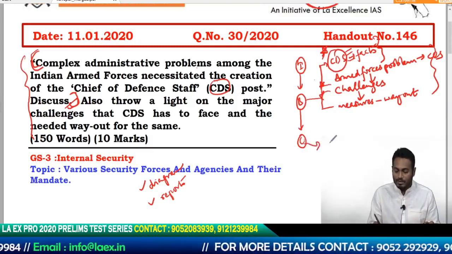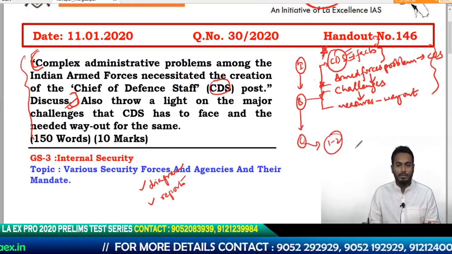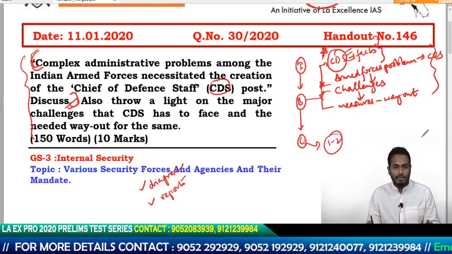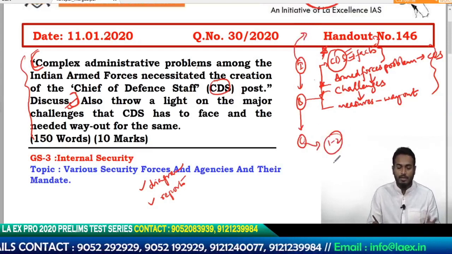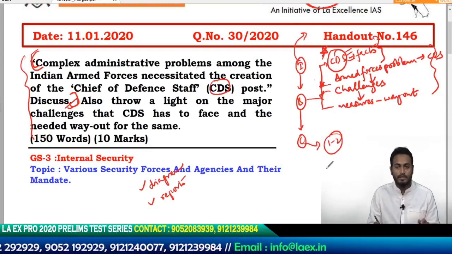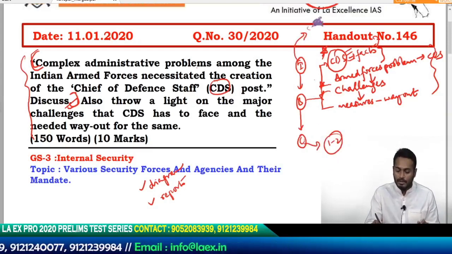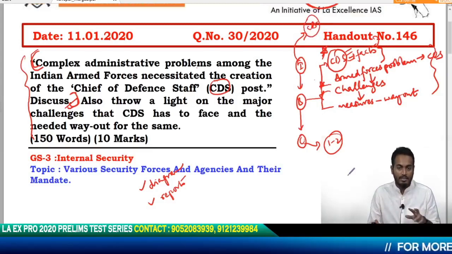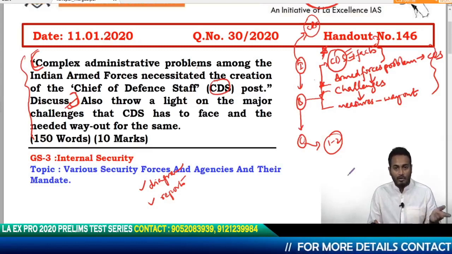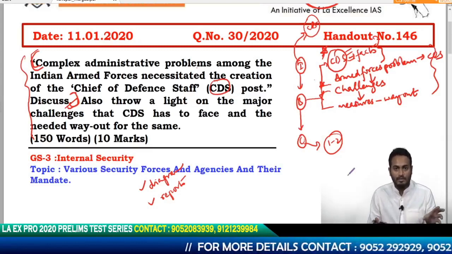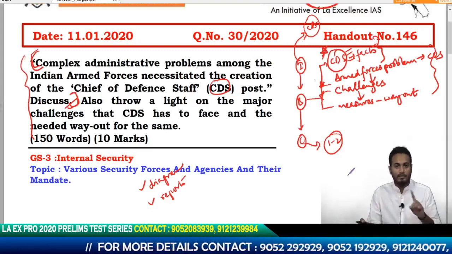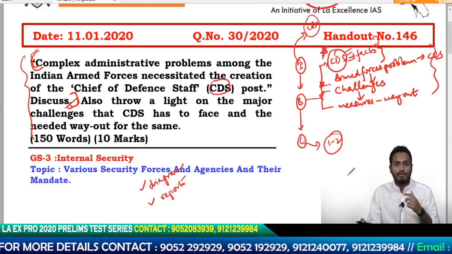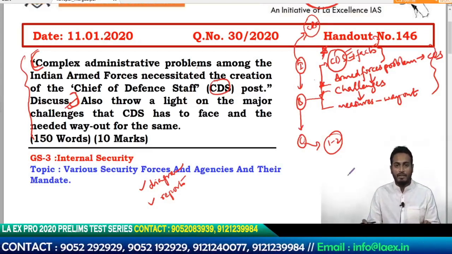So the conclusion is a 1 or 2 line conclusion, which is going to be nice, neither too specific nor too generic. How do you start with the introduction? One way to start the introduction is to talk about the current affairs event. India has come up with the Chief of Defence Staff post, which basically acts as a coordinator between the 3 armed services, and also coordinates between these armed services and the civilian government. So that is one good way of introducing your answer, because you are giving the essence of CDS.